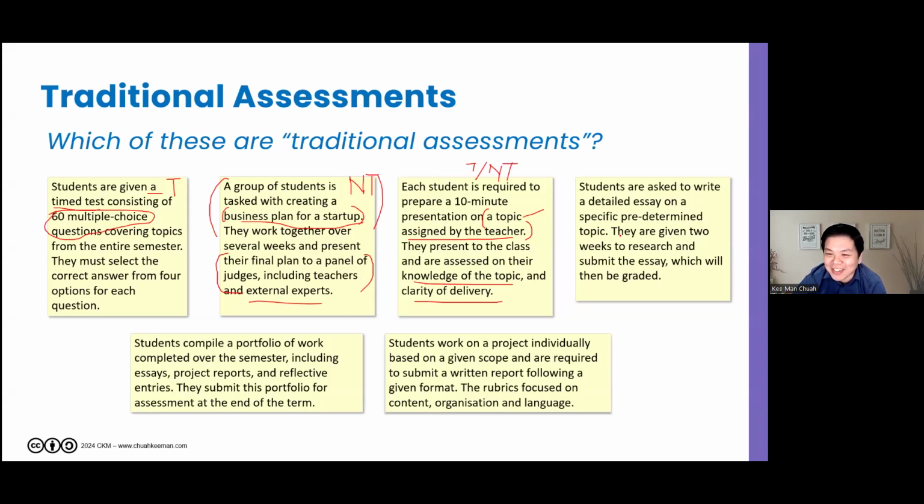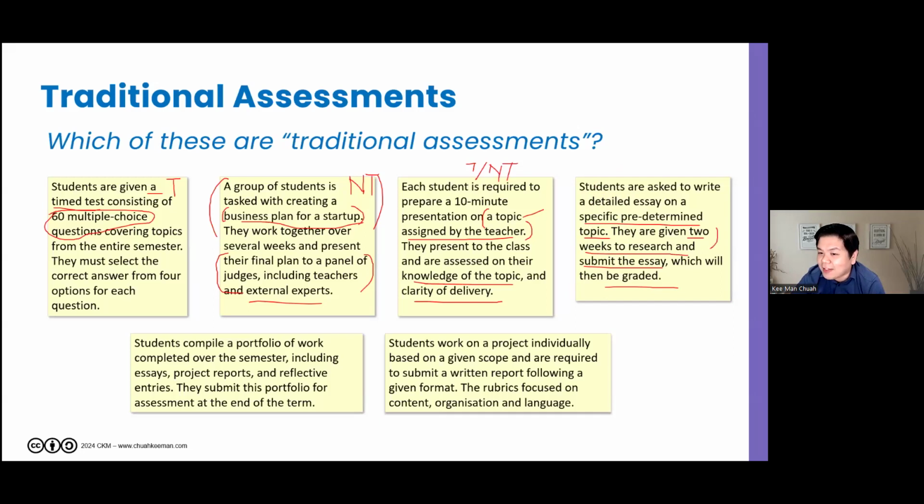Yeah. We're going to take a look at the fourth one now. We're going to go very quickly now. Students are asked to write a detailed essay on a specific predefined topic. They are given 2 weeks to research and submit the essay, which will then be graded.